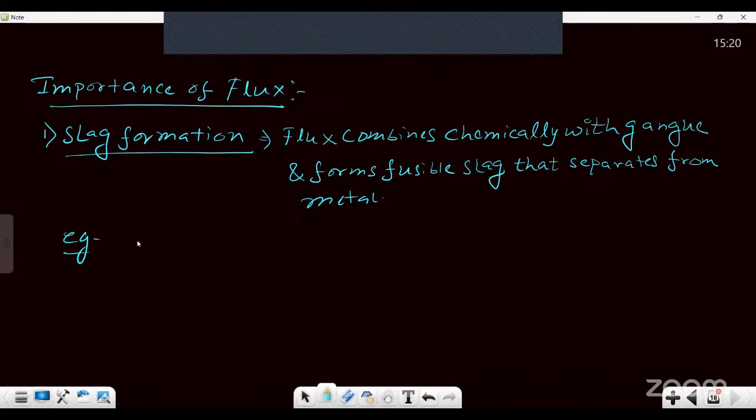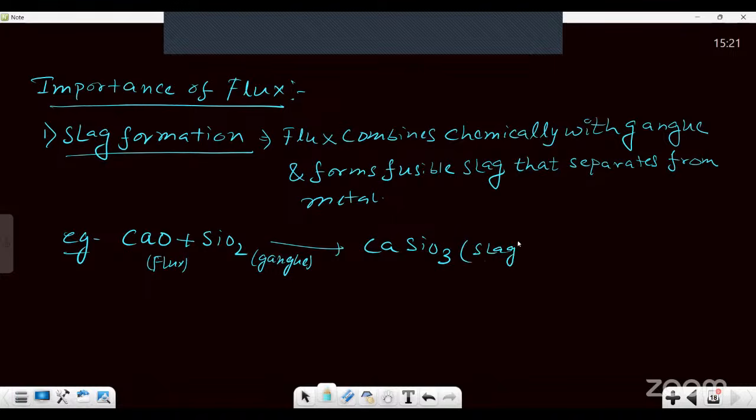As an example, suppose I am talking about CaO, calcium oxide. It is coming in contact with SiO2. So CaO is the flux. This is the gangue. What this flux will do with the gangue, you see, it will form CaSiO3, which is nothing but the slag, and this is calcium silicate. Okay. So it has taken the gangue and gone into the slag phase.